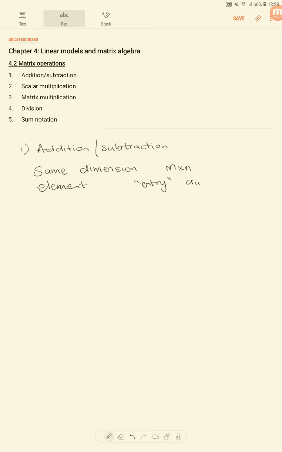So, for example, if we have the matrix 1, 2, 3, 4, this is a 2 by 2 matrix. This is equal to the matrix 1, 2, 3, 4, but it is not equal to the matrix 3, 4, 2, 1. Therefore, for a matrix to be equal to another matrix, each element must be exactly the same.